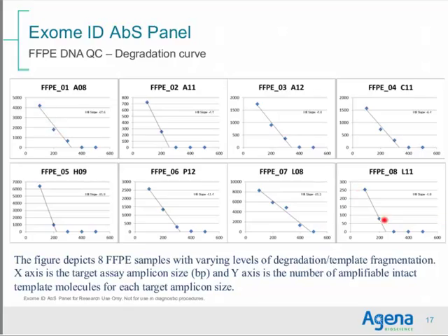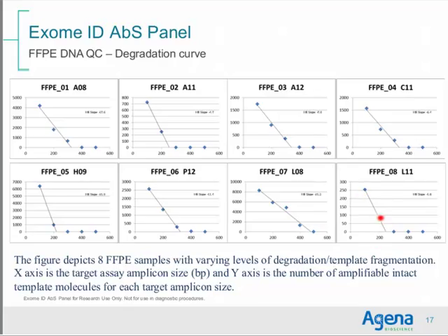Let's move all the way down to the bottom right-hand corner here. Another FFPE sample where at 100 base pairs we've got 250 copies, at 200 base pairs we've got 70 copies, and at 300, 400, and 500 base pairs we have nothing at all. Here we are absolutely going to need to keep it to a short amplicon, robust technology such as the MassARRAY.